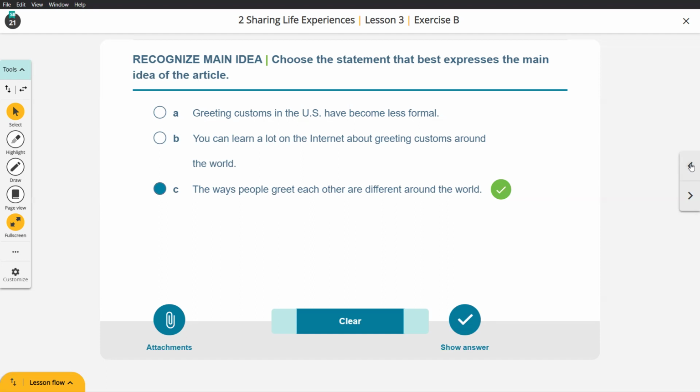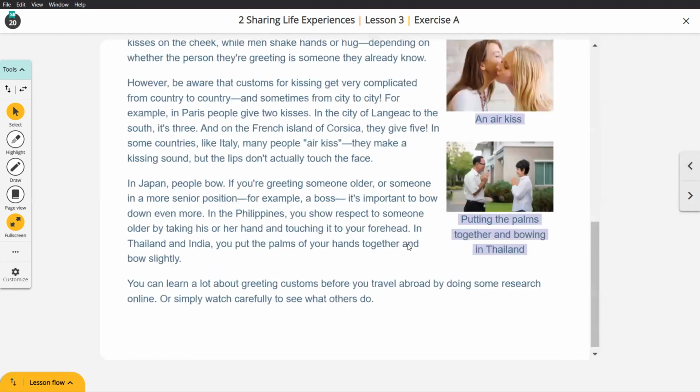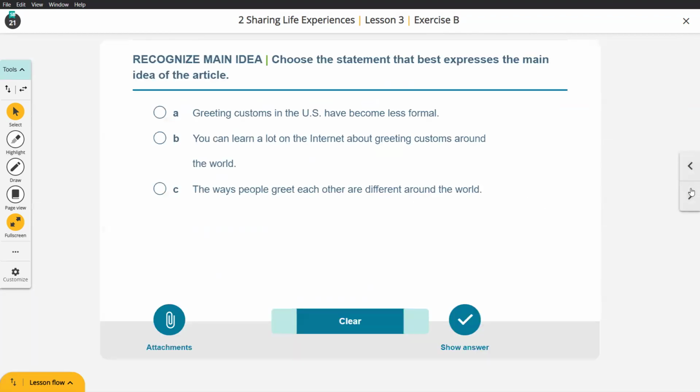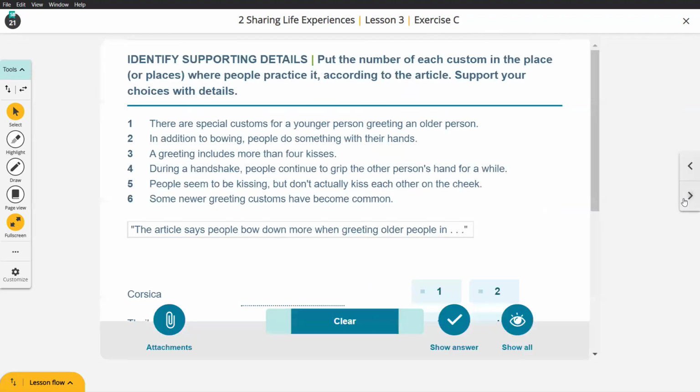And that's right. That's why at the end the article mentions you can learn about greeting customs before you travel abroad by doing some research online or simply watching carefully. This is important, to see what others do. To know the world, to know about many things, you have to be attentive to how other people act, because that is information, and information is experience, and experience is knowledge.